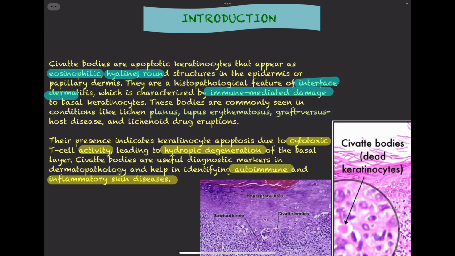Now the civet bodies are usually a diagnostic marker to identify various dermopathological conditions, right? Particularly, it is very helpful to rule out autoimmune disease as well as some types of inflammatory skin diseases. Now the diseases which we have discussed previously, particularly your lichen planus, lupus erythematosus, lichenoid drug eruptions, so these are the diseases whose manifestations are common in the oral cavity, but also these are your systemic diseases, right? So they will affect the body as a whole.